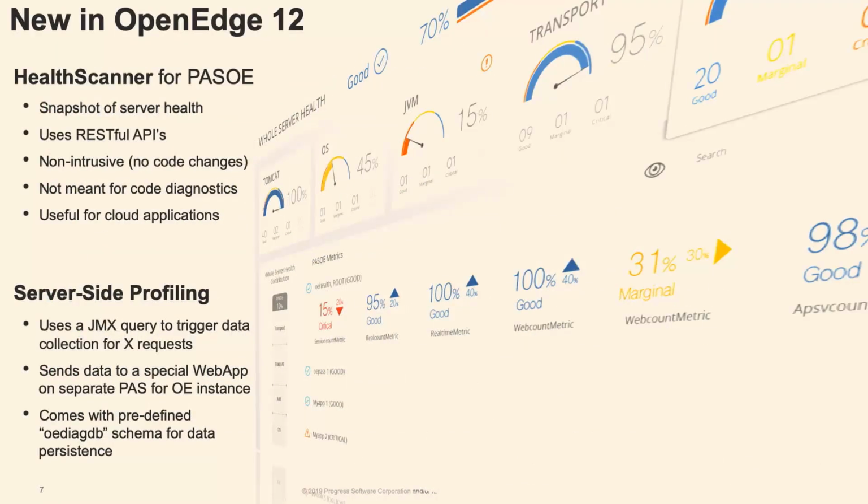It's worth mentioning there are some other tools that are out there, especially since OE 12, the health scanner for PASOE. You may have heard of this.